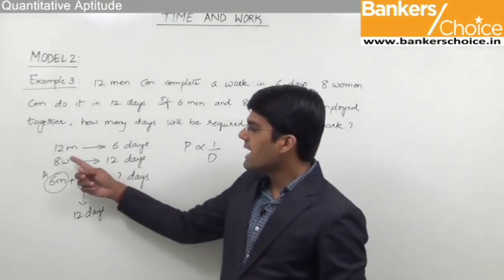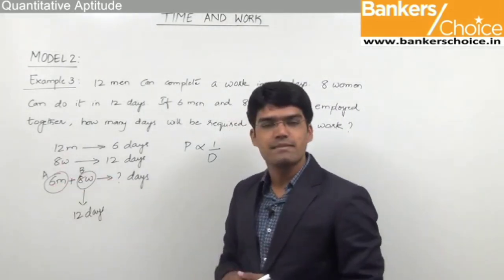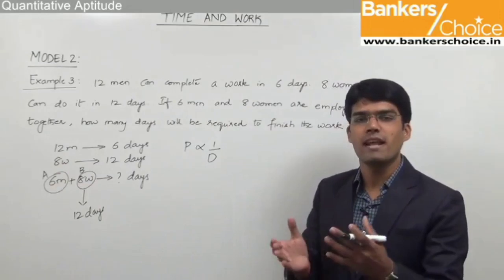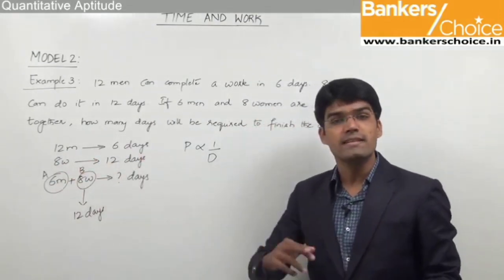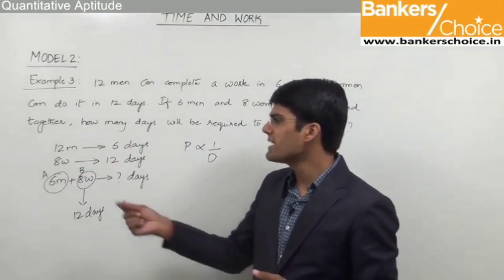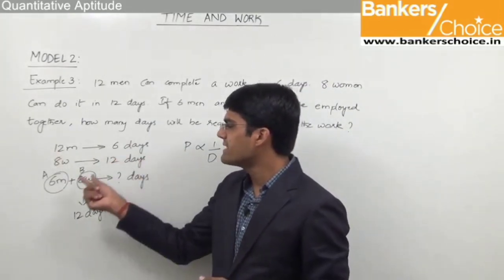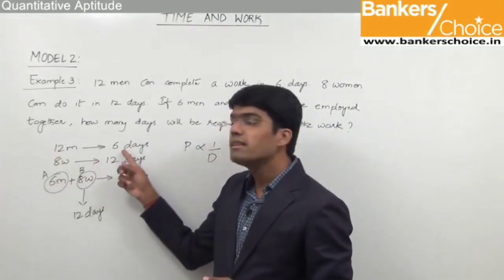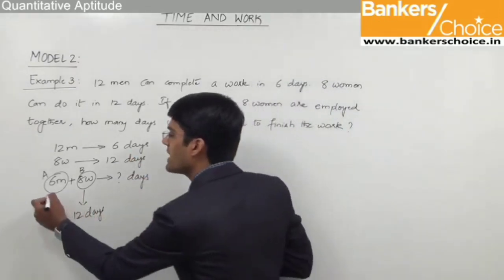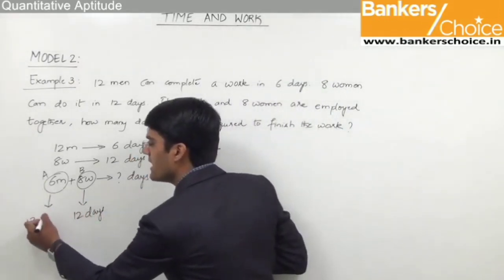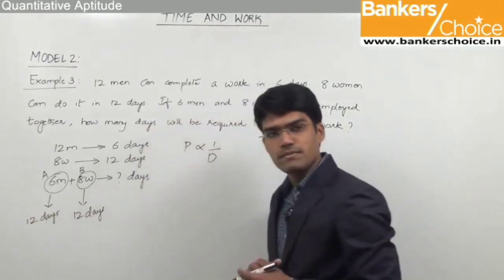So you can see here that 12 men have become 6 men. That is nothing but the number of men has become half. So when the number of men has become half, the number of days should get double. So we can simply say that if 12 men take 6 days, 6 men will take double the number of days. So 6 when doubled becomes 12 days. So we can say that 6 men, or the person A, will take 12 days.